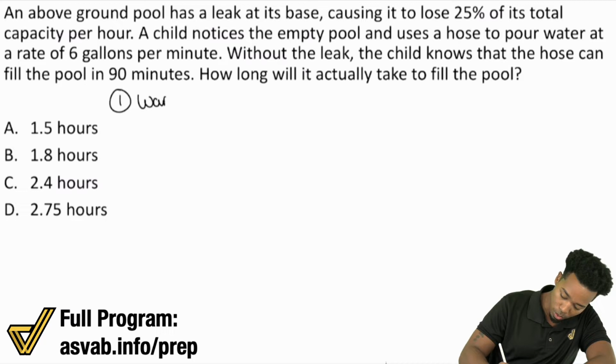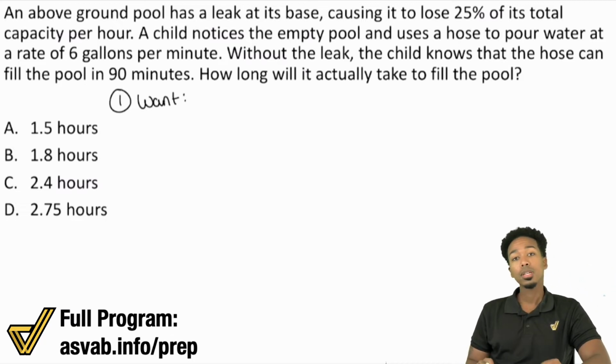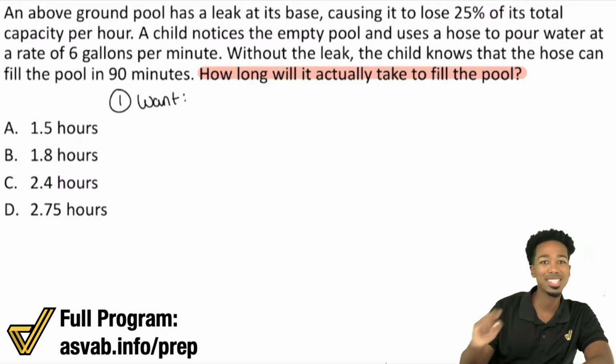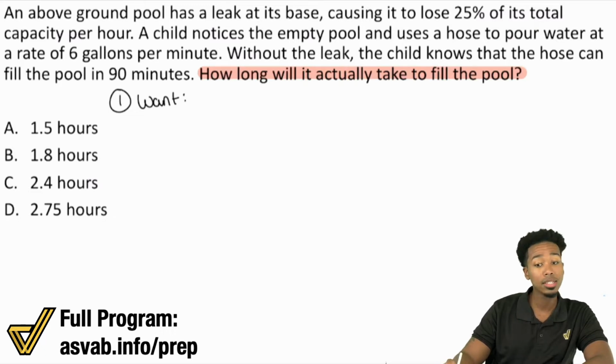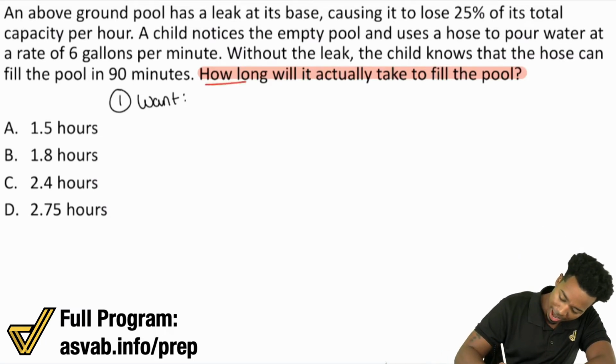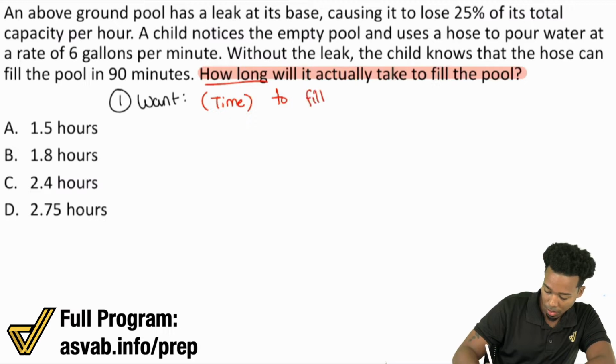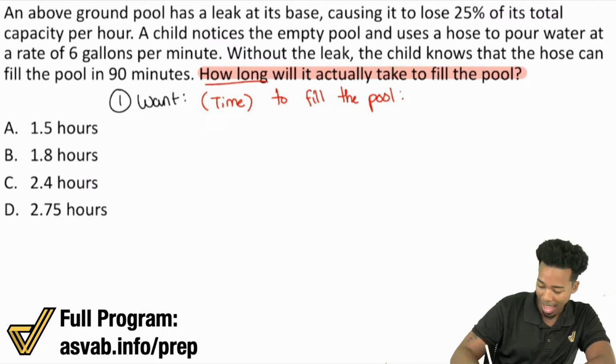What do we want? Let's understand that the question is revealing to us right here in the question sentence. I'm not going to read anything about this question except the question sentence. It says, how long will it take to actually fill the pool? Okay, sounds good. So what we want is how long, which is time. Let's make sure we understand what kind of unit that is. Time to fill the pool. And it says actually, so maybe we can include the word actual.